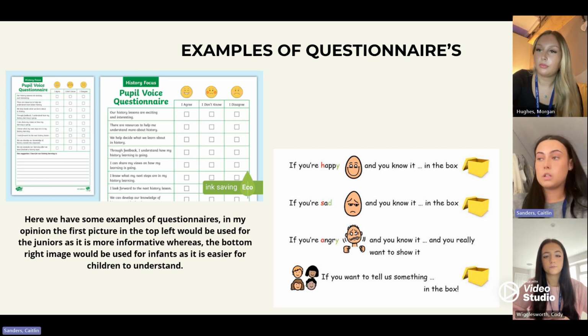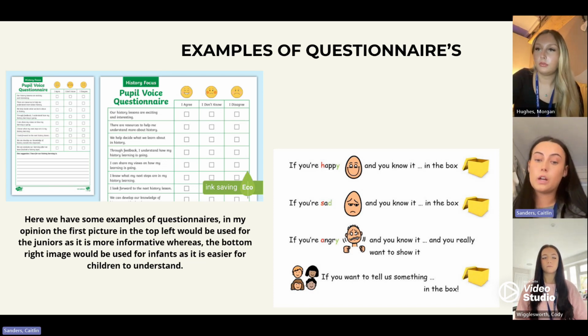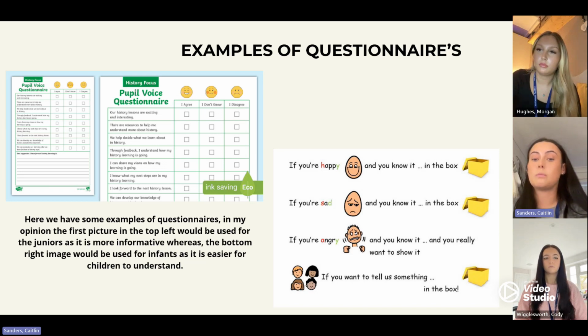In the bottom image, younger pupils are asked if they feel happy, sad, or angry. And at the bottom of the image, children are given the opportunity to share something with their teacher if necessary.